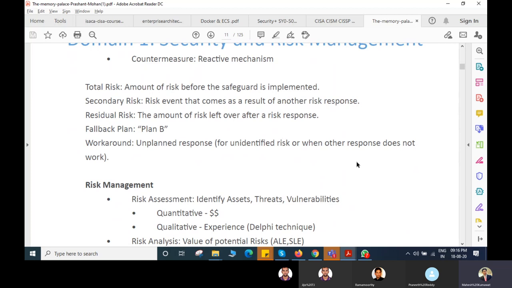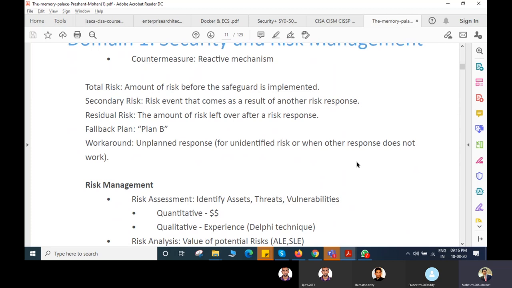Total risk is the amount of risk we have before the safeguard is implemented. Secondary risk is a risk event that comes as a result of another risk response. Residual risk is the amount of risk left over after a risk response. Fallback plan is plan B. A workaround is an unplanned response used when another response does not work.